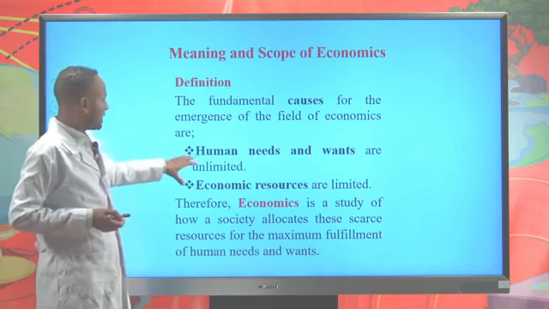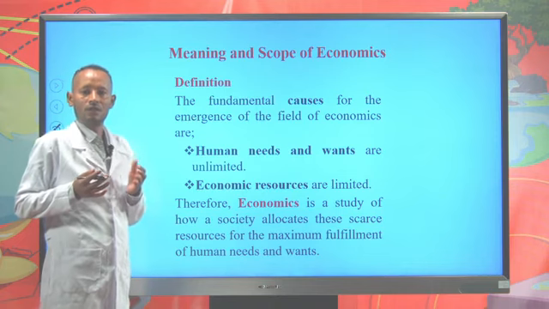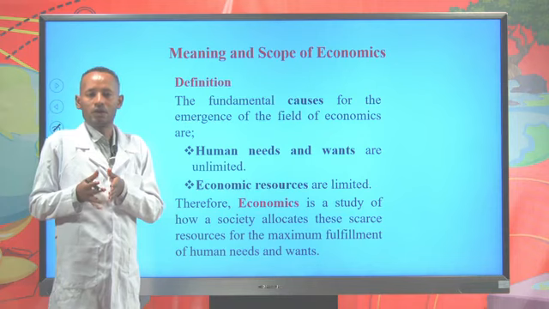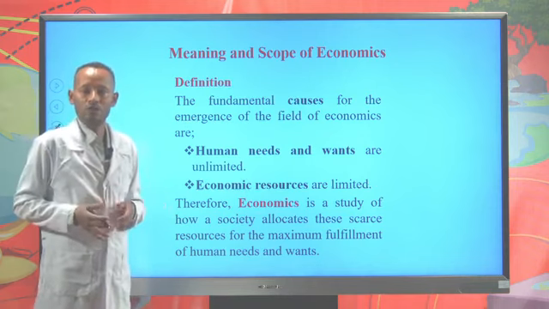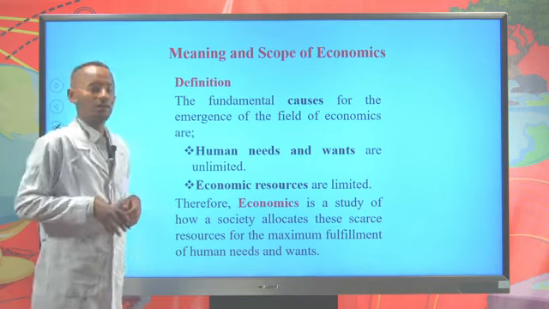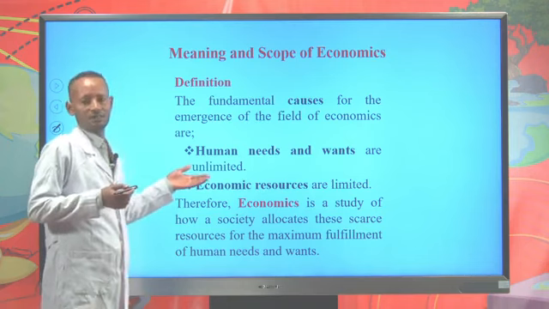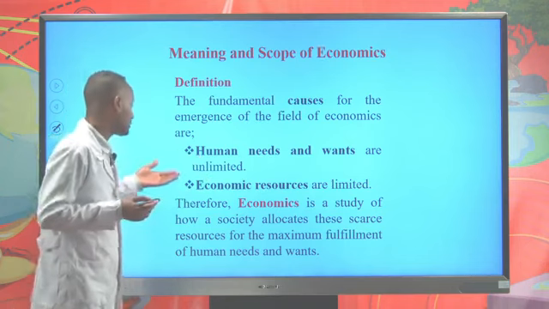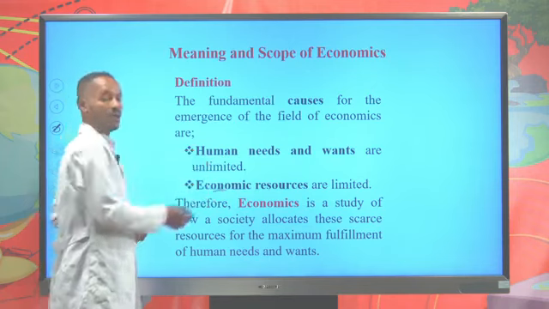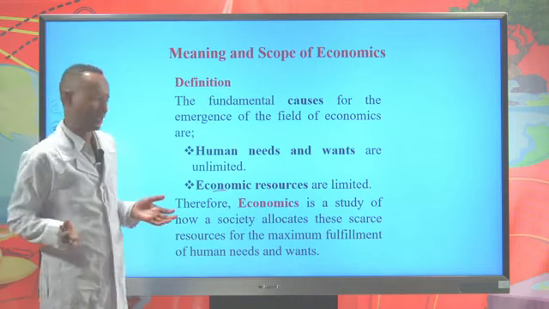So, when we say human needs and wants are unlimited, for instance, if we are barefoot, we need a shoe, and when you get a shoe, you need a car, and when you get a car, you may need an airplane. So our needs and wants are unlimited. But the means to satisfy these needs and wants, or simply economic resources, are limited in their nature. So we cannot fulfill whatever we want to fulfill.